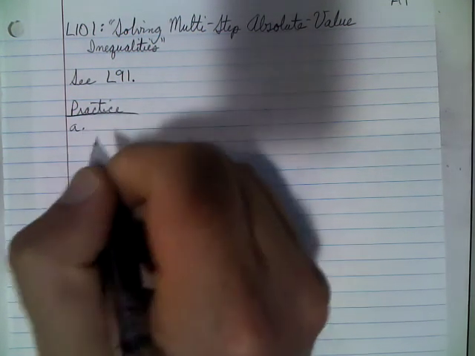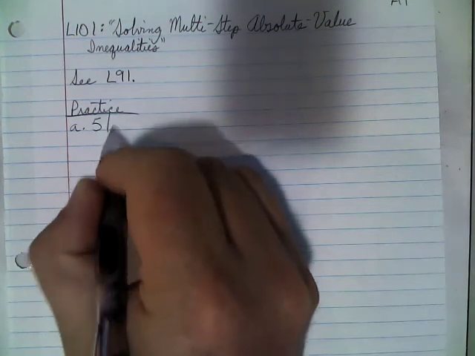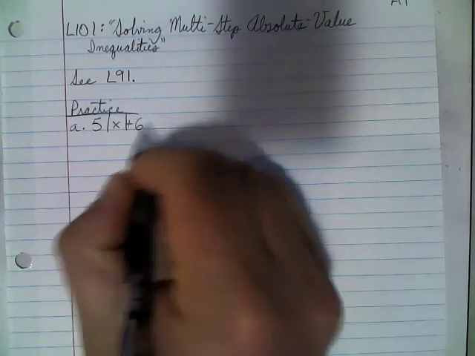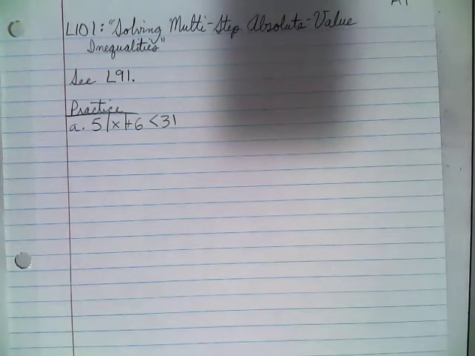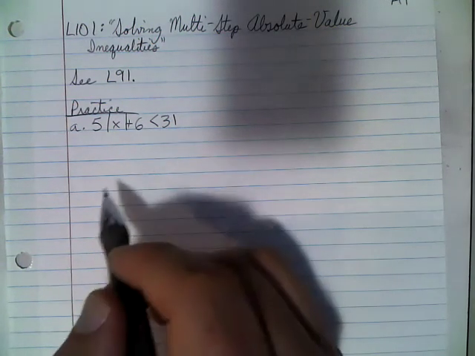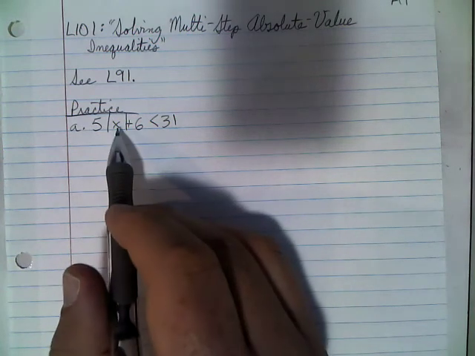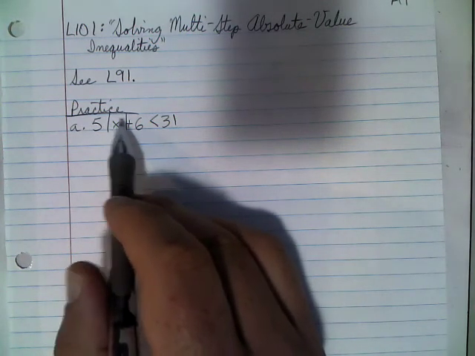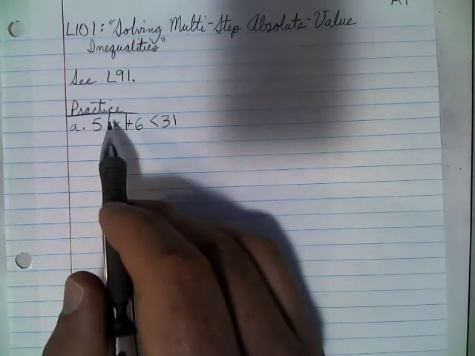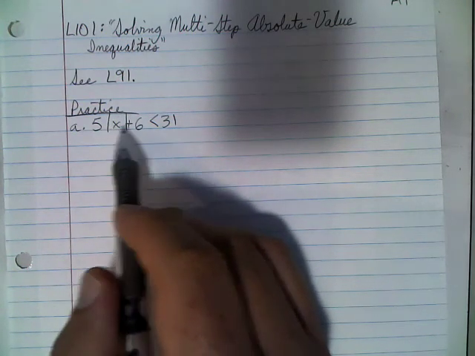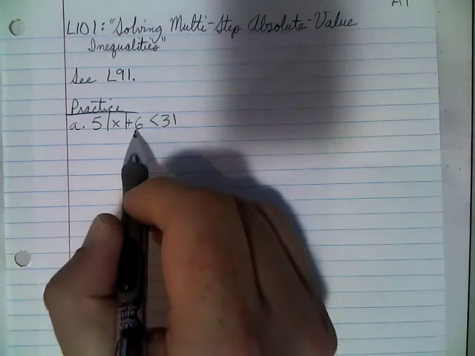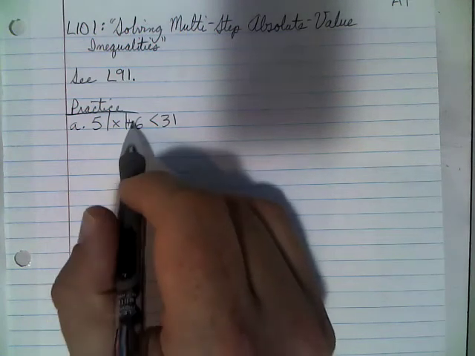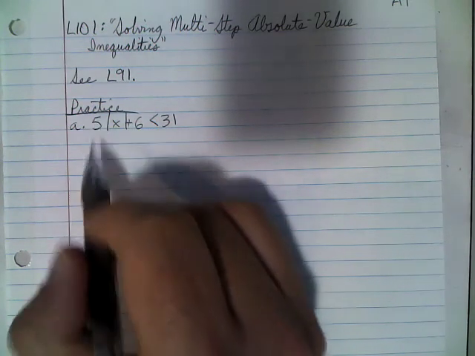So A, we have 5 times the absolute value of x plus 6 is less than 31. Remember that inequalities solve basically like equations. We just have to pay attention to whether or not the sign changes. So one of the things we're going to do in particular here is solve for the absolute value first. It means anything outside of the absolute value is what you take care of first. So SADMAP would tell me to take care of my 6 first because I'm adding it, and then take care of my 5 because we're multiplying.